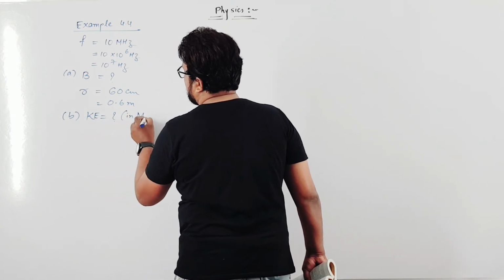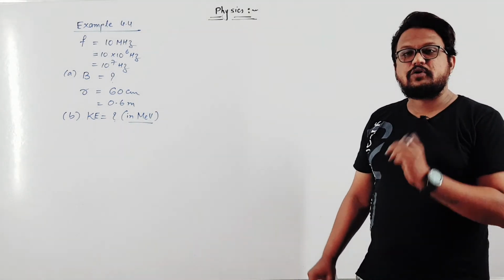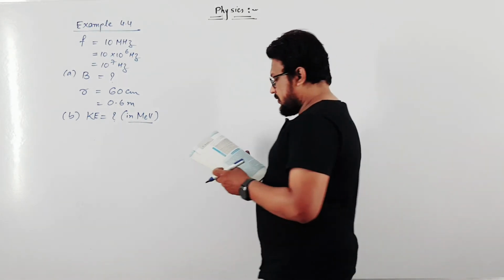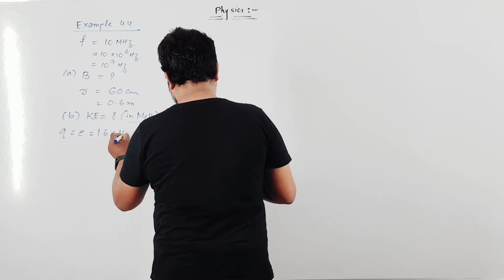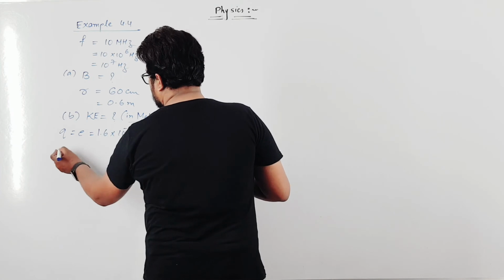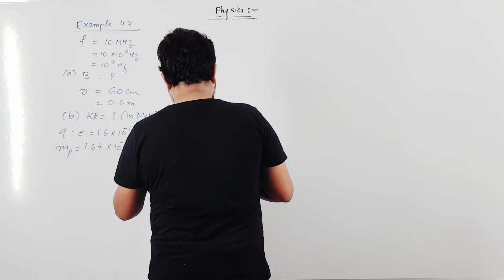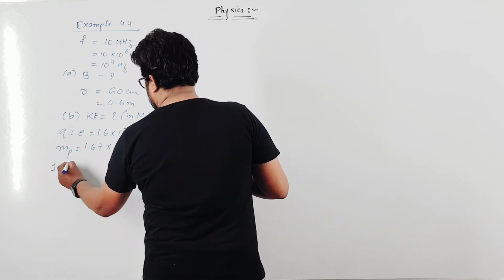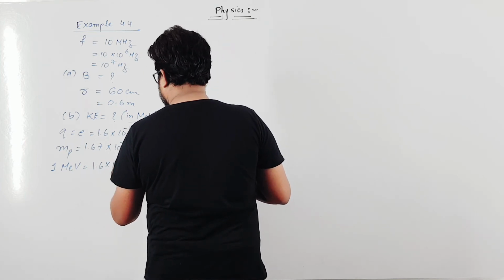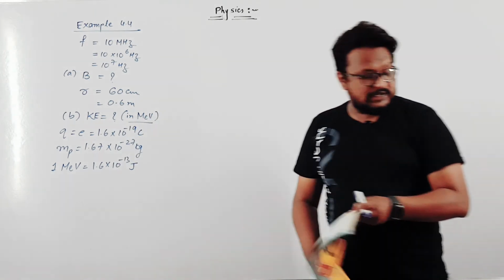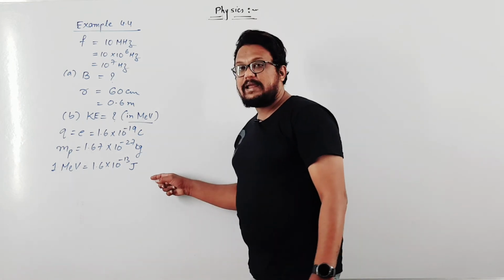In MeV, million electron volt. This is not mega electron volt, it is known as million electron volt. Constant values are given. Charge of proton, which is e, is given as 1.6 × 10^-19 coulomb. Mass of proton is given as 1.67 × 10^-27 kg. And 1 MeV, 1 million electron volt, is 1.6 × 10^-13 joule. Remember, these three values, e, m_p and MeV, might not be given in your exam.